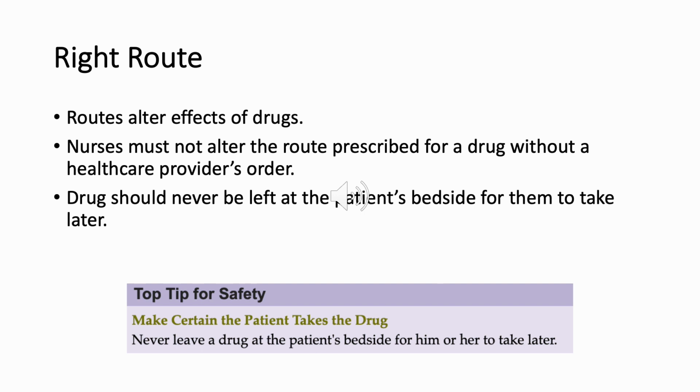The right route. Routes alter the effects of drugs. Nurses must not alter the route prescribed for a drug without a healthcare provider's order. Drugs should never be left at a patient's bedside for them to take at a later time. Each drug must be given by the right route. The drug order must state how the drug is to be given. The nurse must never change these routes without obtaining a doctor's order. Although many drugs may be given by different routes, the dose is often different for each route.